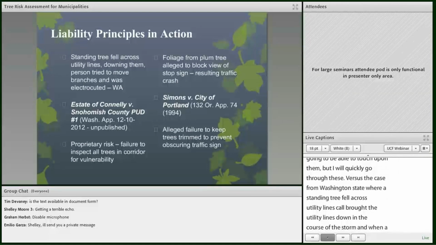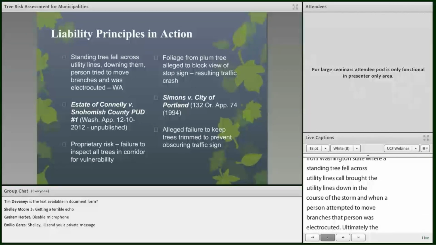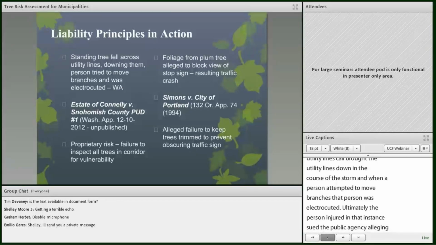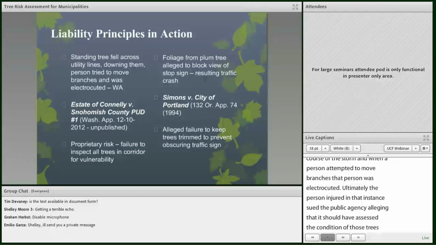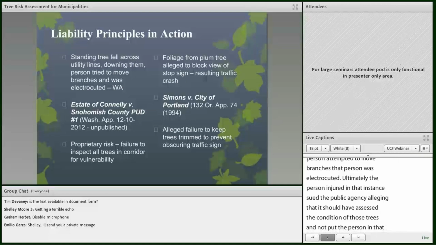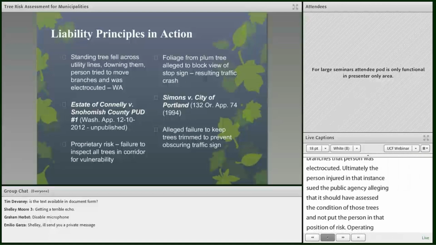Ultimately, the person injured in that instance sued the public agency, alleging that it should have assessed the condition of those trees and not put the person in that position of risk. Operating a utility system is a proprietary risk, and failure to inspect all trees in the corridor for vulnerability became an issue for the court to evaluate.